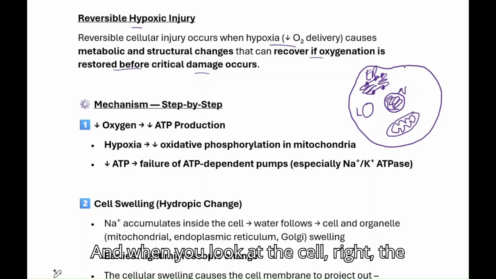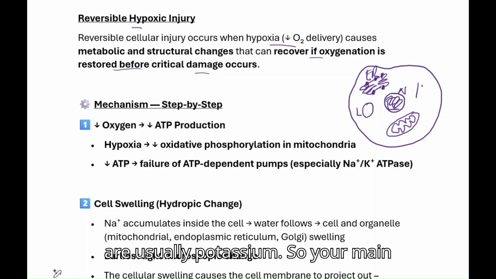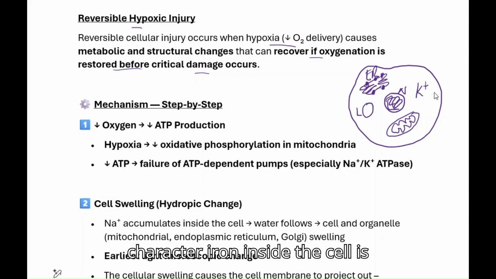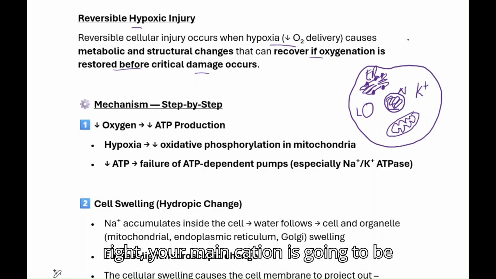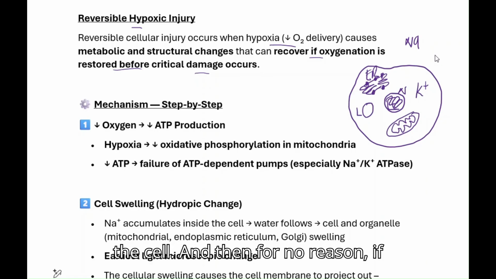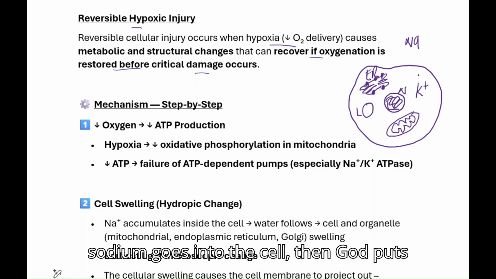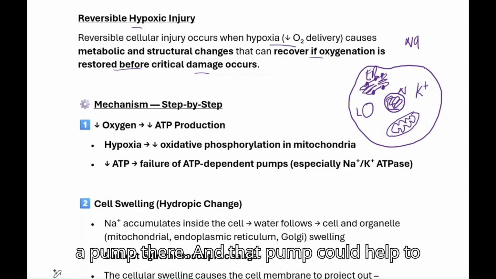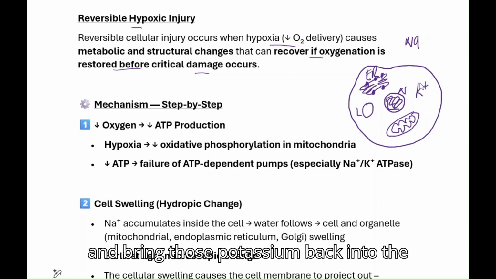And when you look at the cell, the main cation inside the cell is usually potassium. Whereas outside the cell, your main cation is going to be sodium. And if for some reason potassium goes out of the cell and sodium goes into the cell, then a pump is there. That pump helps to take those excess sodium out of the cell and bring the potassium back into the cell.